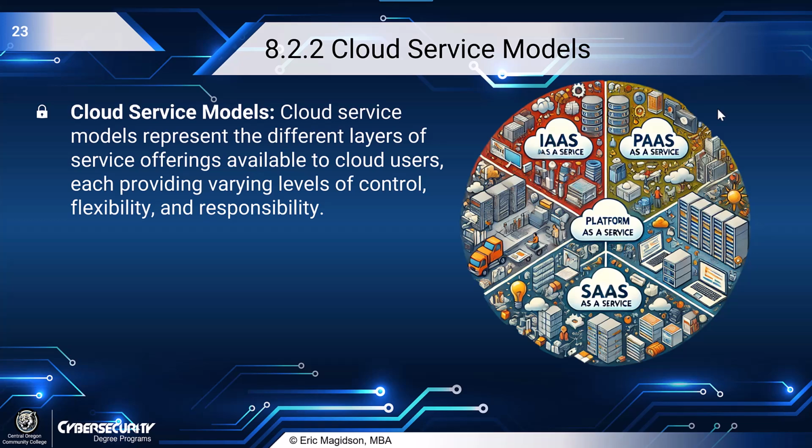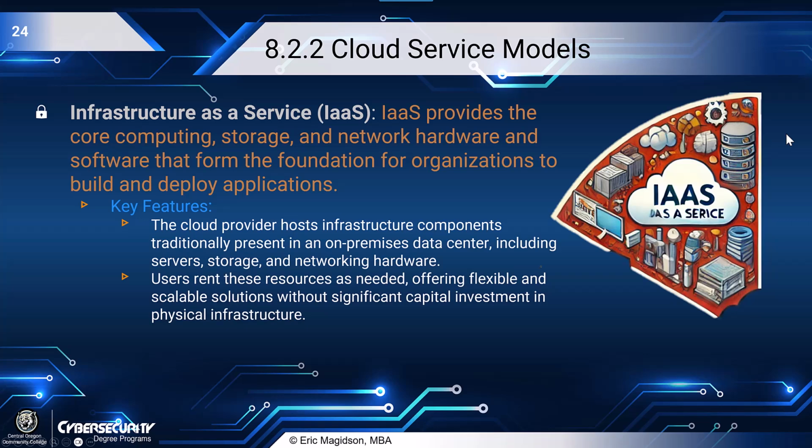So what we looked at before were structures for cloud. Now we're going to look at service models, and service models vary as well. So, as we can see here, three main service models that we'll take a look at. The first is infrastructure as a service, so IaaS. Provides core computing, storage, network hardware, and software that form the foundation for an organization's build and deploy applications.